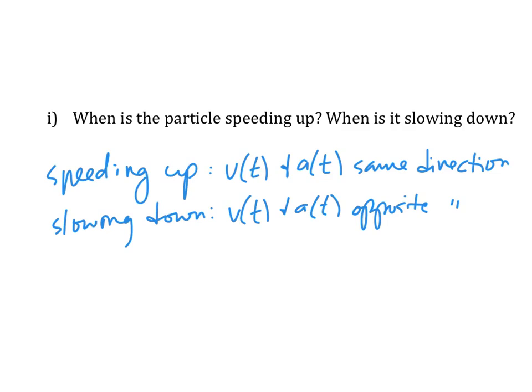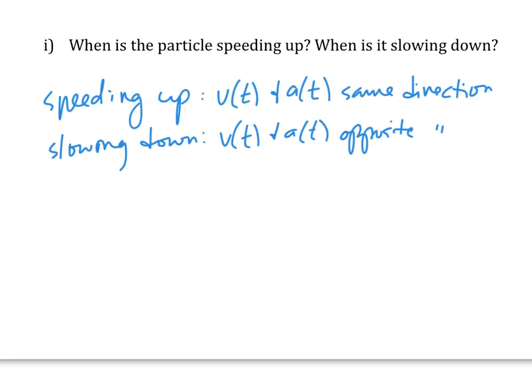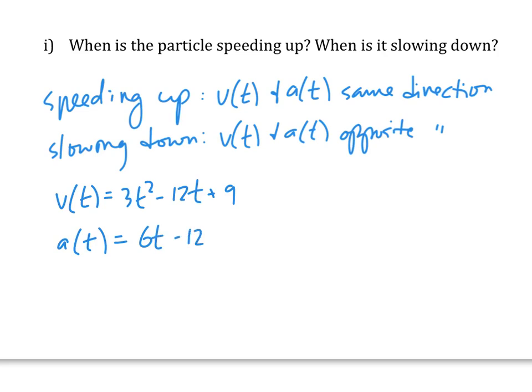Okay, so in order to figure out which intervals will speed up and which will slow down, you need some sign charts. One sign chart for V of t, one sign chart for A of t. So let's take that same function we did. Let's write down V of t. V of t was 3t squared minus 12t plus 9. And then A of t is 6t minus 12.